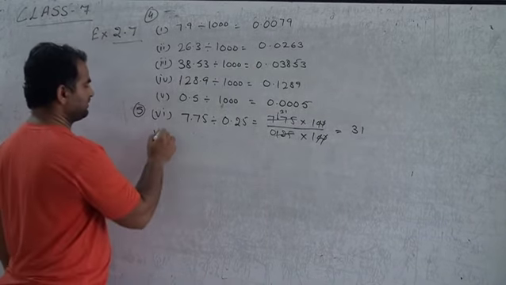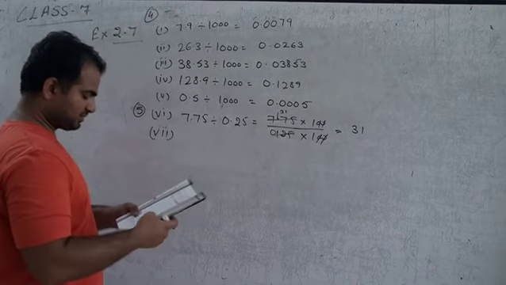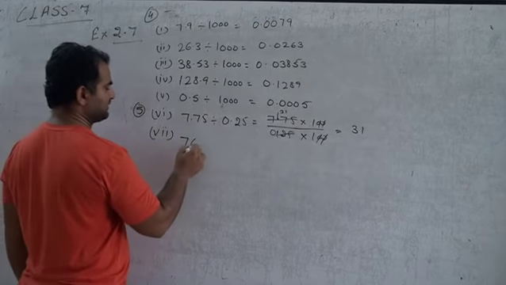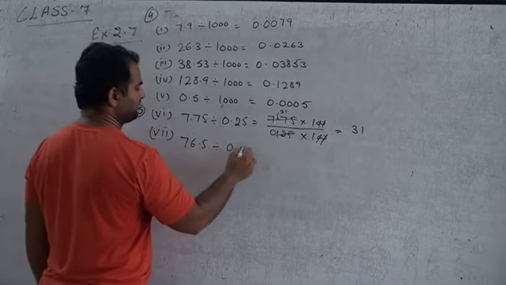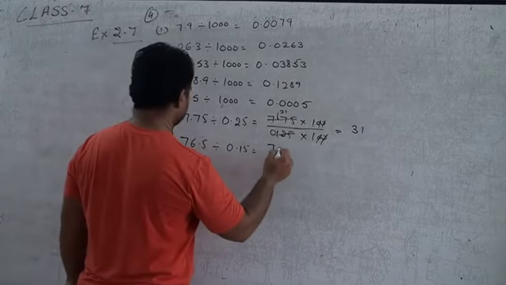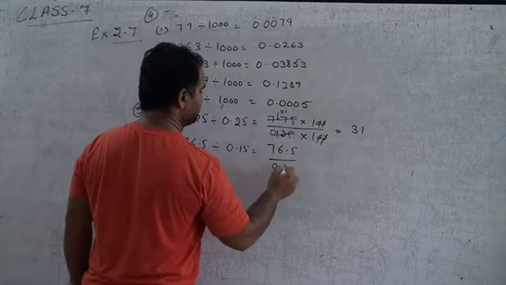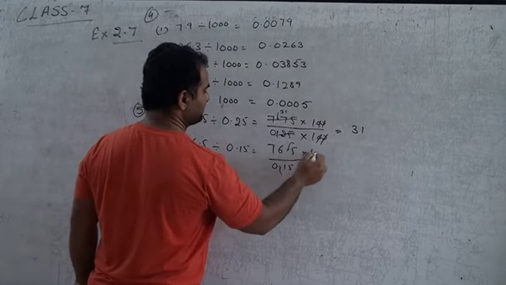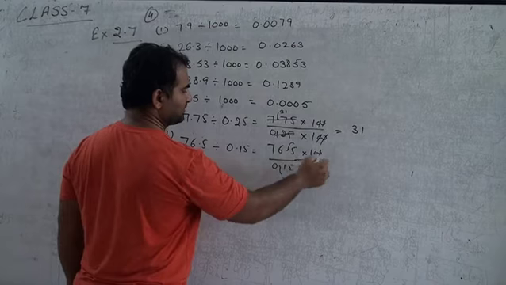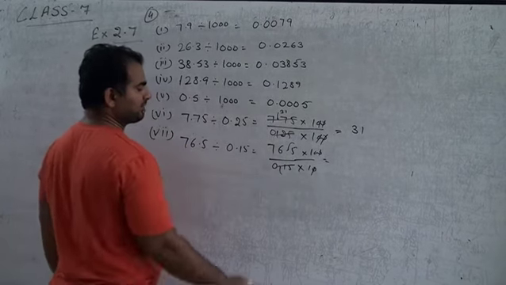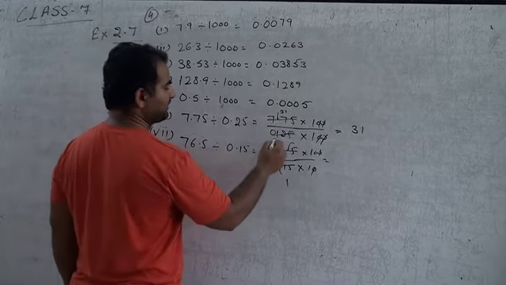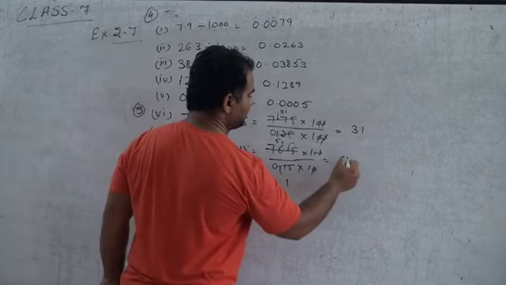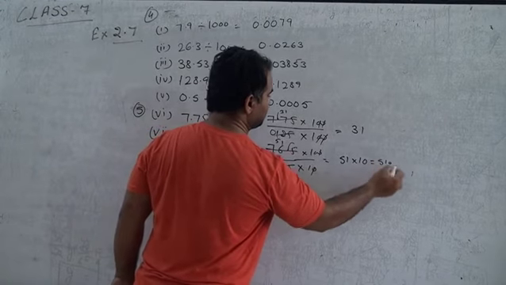Next, question number 7 is 76.5 divided by 0.15. It will be 76.5 upon 0.15. First we remove this point, it will give us 10, and then we remove this, it will give us 100. And cross this one. Now we have to divide by 15. 15 1s are 15, and 15 5s are 75, and 15 1s are 15. The answer will be 51 into 10 equals 510.